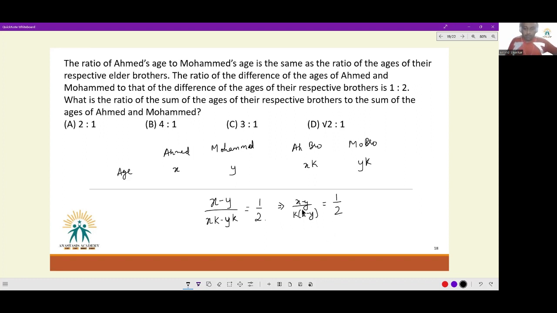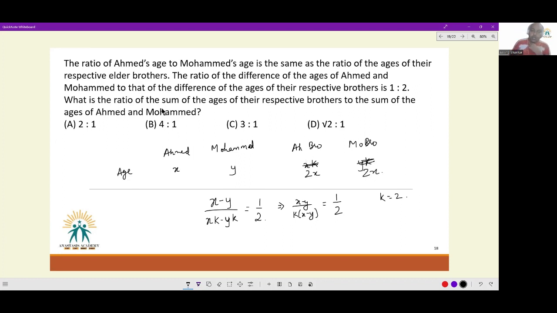Can x and y be identical? If x and y are identical, yes, life is chill. But in the event x and y are not identical, then I can get k is equal to 2. K is equal to 2. If k is equal to 2, Ahmed's brother's age is 2x and Muhammad's brother's age is 2y.